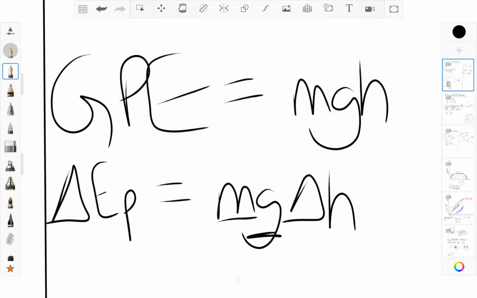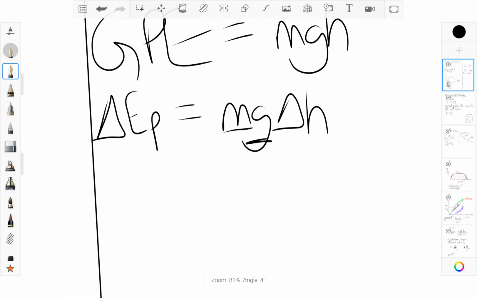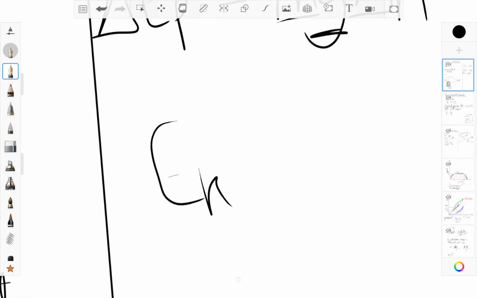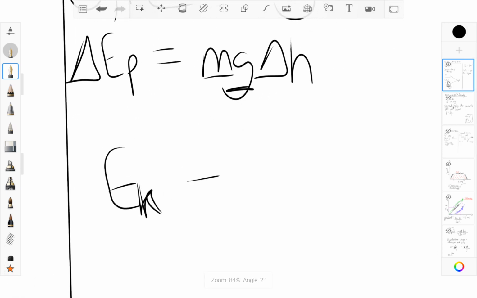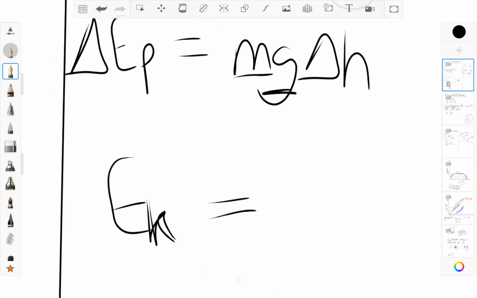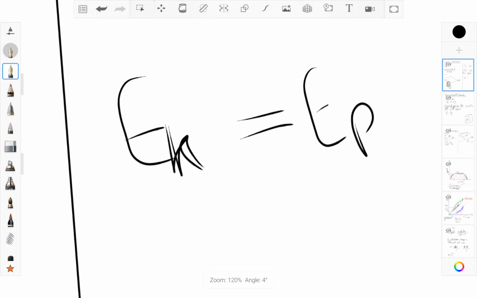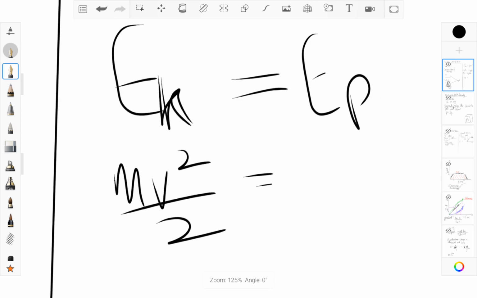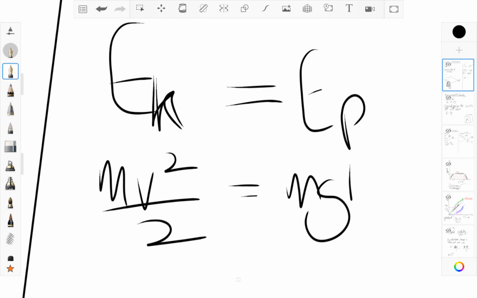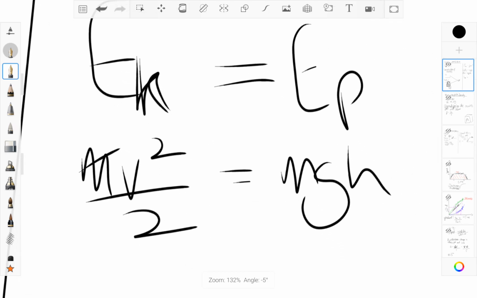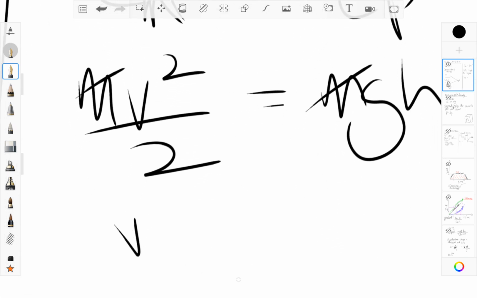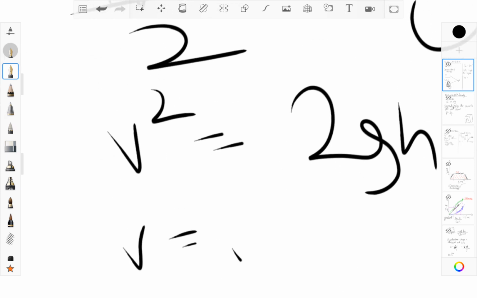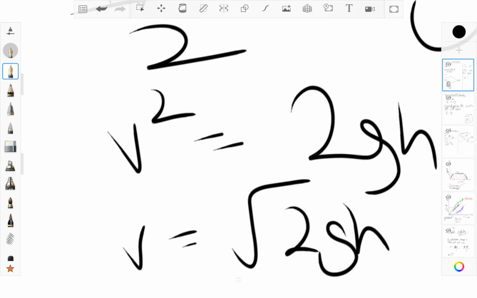And another thing that you should know is that, because energy is transferred, EK equals EP. So mv squared over 2 equals mgh. The m's cancel each other out. v squared equals 2gh. So velocity equals the square root of 2gh.